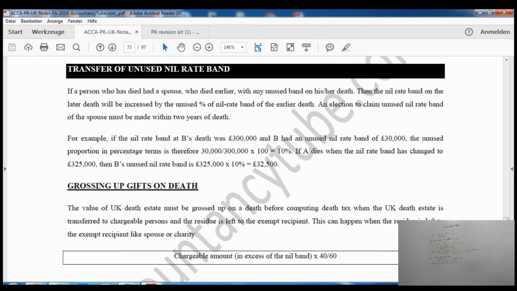Right? Then it says a transfer of unused nil rate band. Now say for example, Mr. A and Mrs. A, so they were living together and they were old persons. Now Mr. A died. When Mr. A died, after calculating the tax liabilities, after calculating the inheritance tax, there was still some nil rate band remaining even after deducting everything. So it is called unused nil rate band of Mr. A. Now when his wife dies, the personal representative of his wife will have 325,000 pounds of nil rate band of Mrs. A, and that unused nil rate band of her spouse will also be added to that. Right? So that's what it says in the notes as well. So we'll read the notes, then you will understand it in a better way.